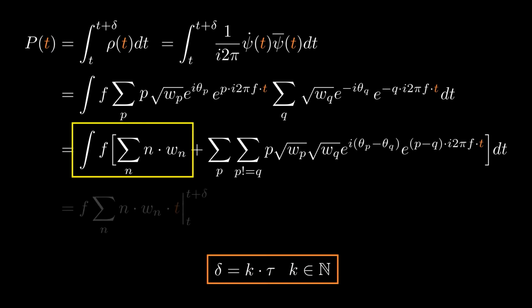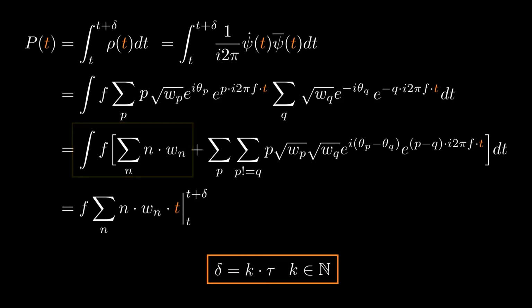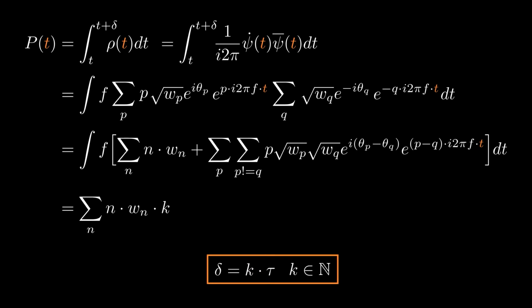The first part contains only constant terms. To evaluate the integral of these terms, multiply them by t plus delta minus t, which equals the time interval delta. The interval delta is equal to k tau, and the base frequency f is equal to 1 over tau. The two terms with the unit tau cancel each other out. The first part of the integral is to sum up the product of three integers. The frequency n, representing the number of actions produced by one channel per unit of time tau.